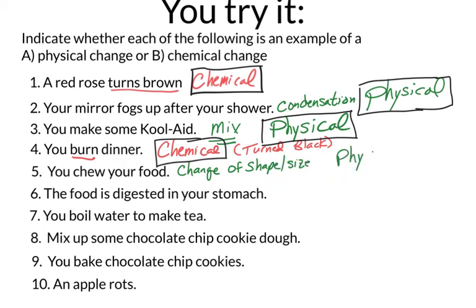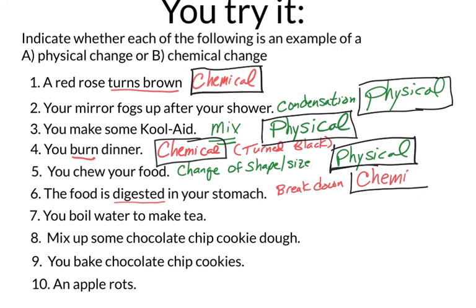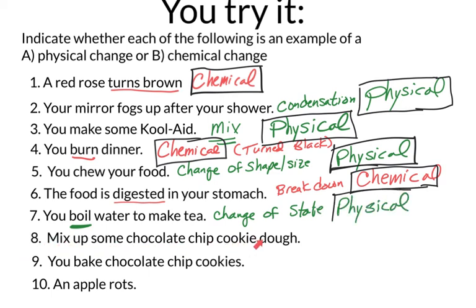Next, the food is digested in your stomach. As it becomes digested in the stomach, the acid in your stomach is breaking it apart into smaller pieces, making new chemicals, and that is a chemical change. What if you boil water to make tea? When you're boiling water, that's boiling, which changes something from a liquid to a gas, and so that tells us that you're doing a physical change. And number 8, you mix up some chocolate chip cookie dough. When you make the cookie dough, you have all these different parts, you mix them together. Again, that one is mixing, which is a physical change.